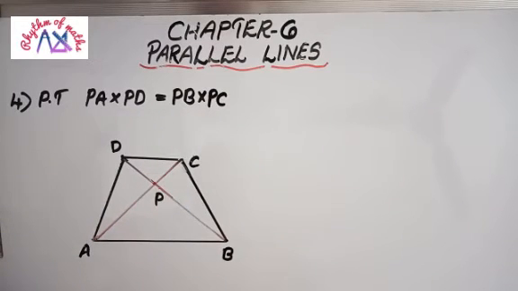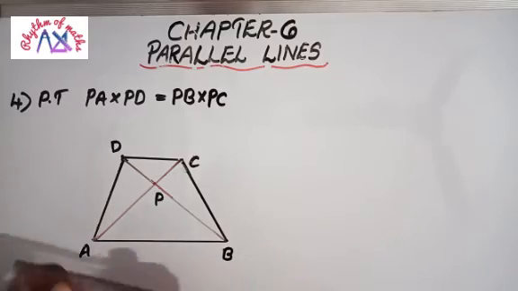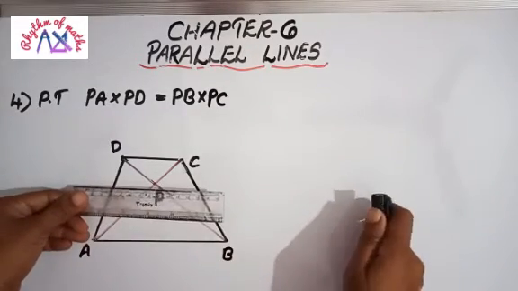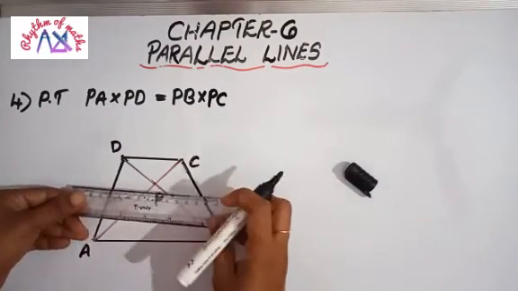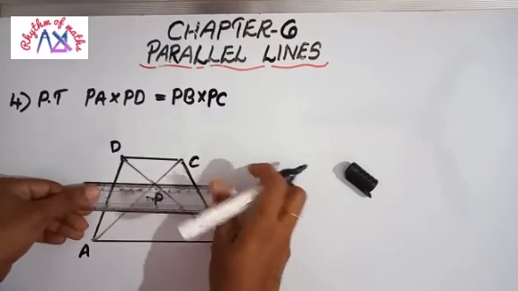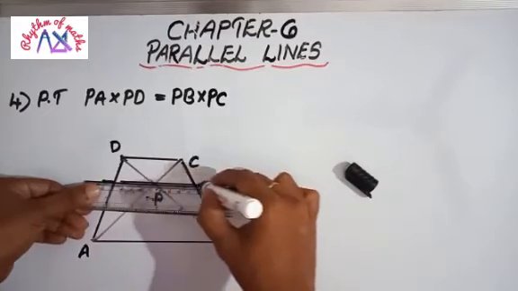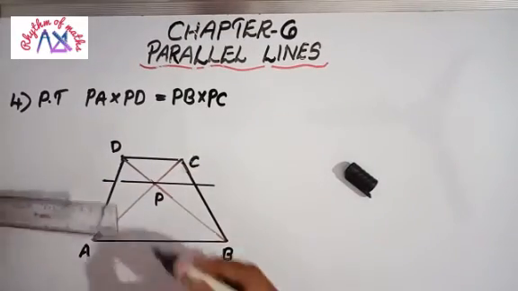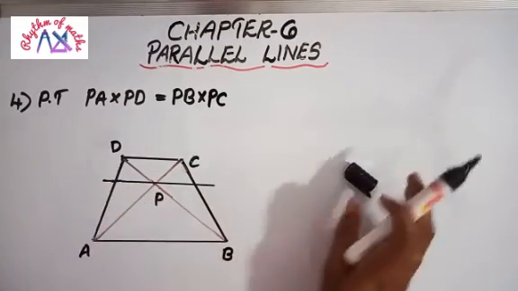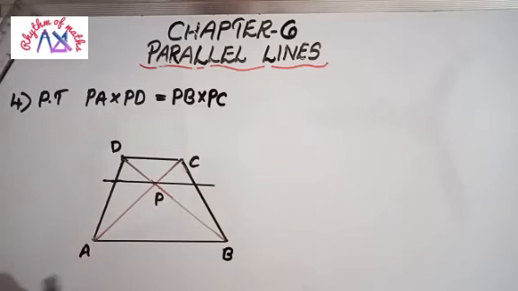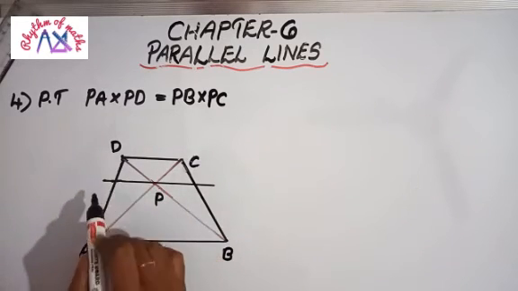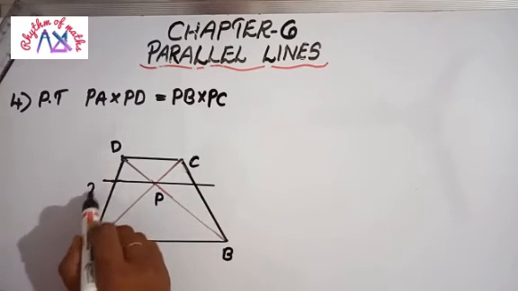So we know for a trapezium these two lines are given as parallel: AB and CD are parallel lines. Now let's draw one more parallel line through the point P like this, just a rough figure. So this is the next parallel line. So we have 3 parallel lines: AB, CD and this one. Let's mark this as XY.